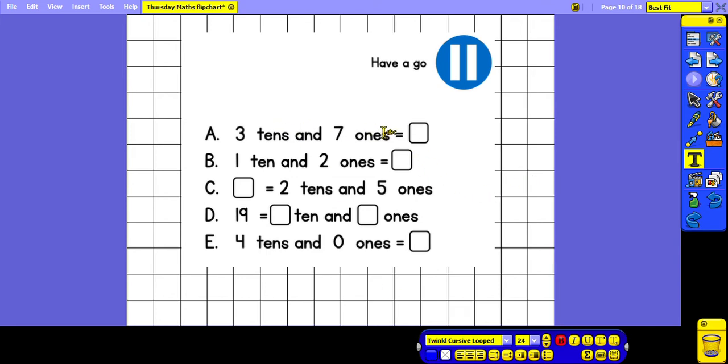Okay, so 3 10s and 7 ones would be 37. 1 10 and 2 ones would be 12. 2 10s and 5 ones would be 25. 19 is 1 10, we can see the 1 here, and 9 ones. And 4 10s and 0 ones is 40.